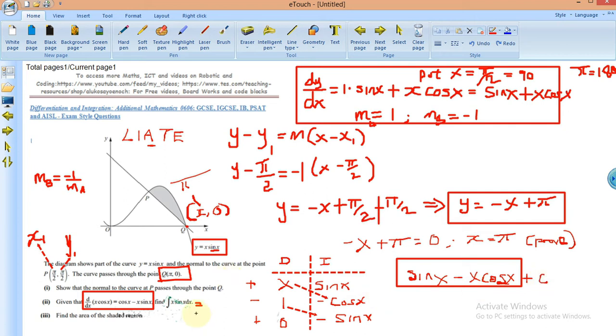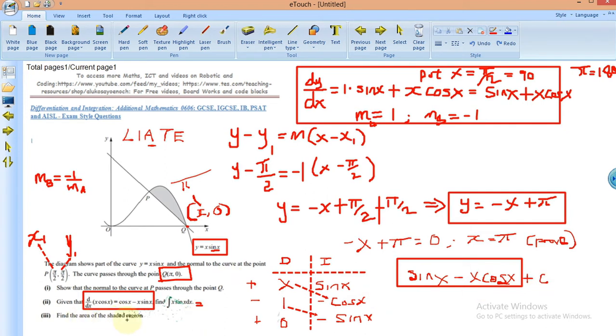So finally, find the area of the shaded region. Guys, find the area of the shaded region. You see that the curve is above the line. So you are going to integrate. Let me just put it here now. So what we are going to do now is to integrate the curve function, and we are going to take the interval from pi over 2 to pi.